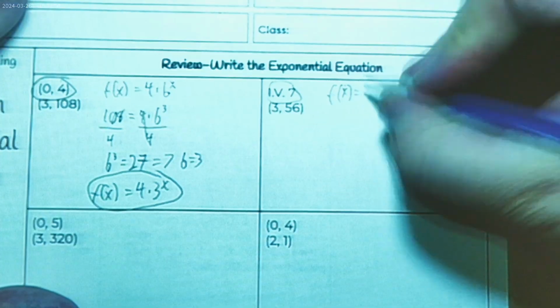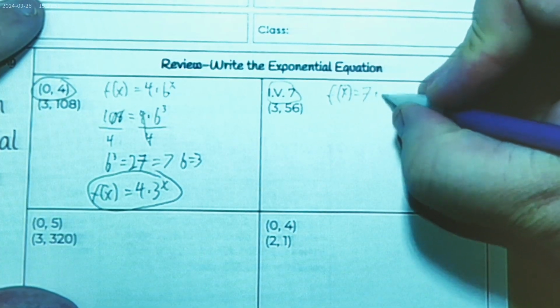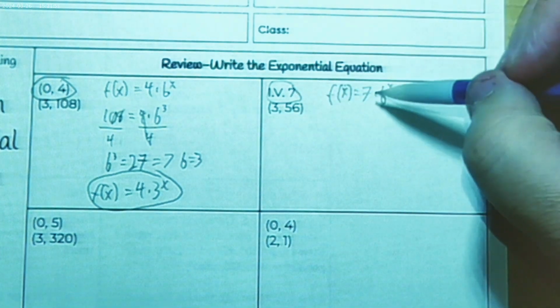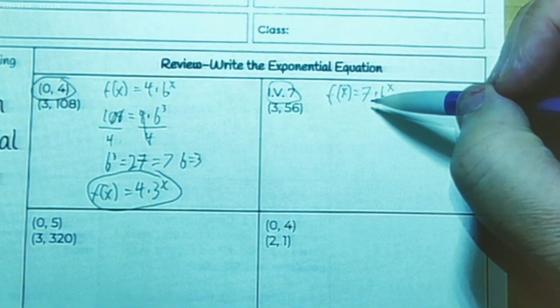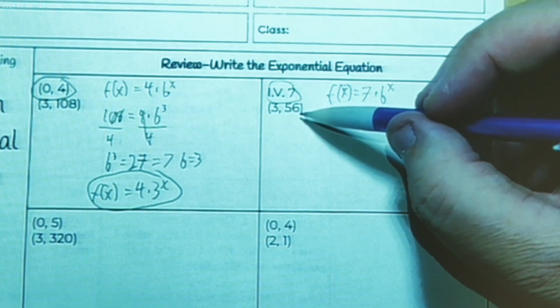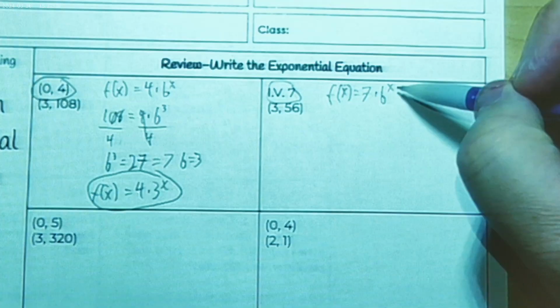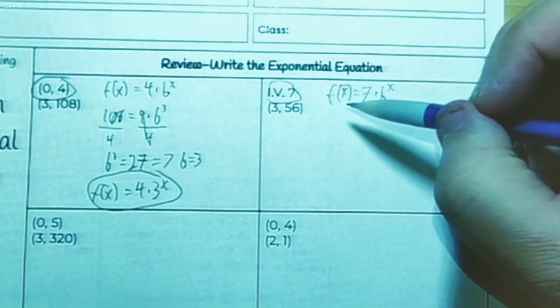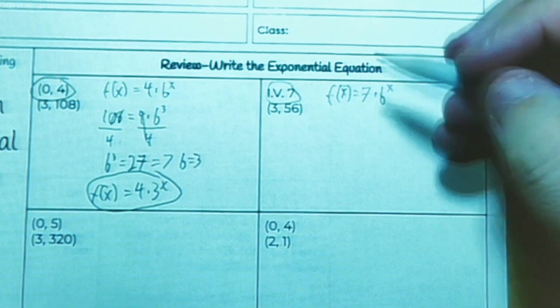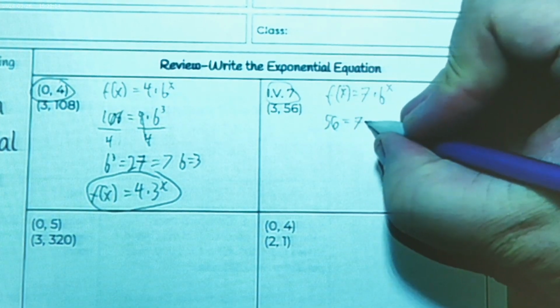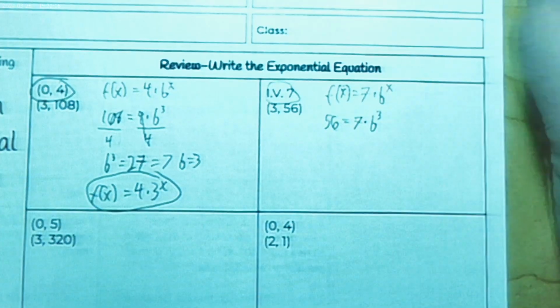F of x equals 7 times b to the x. So again, if we have the initial value, that means that we have the a part of the exponential equation. We have another point here, 3, 56, so that means that x has to equal 3, and f of x has to equal 56. Alrighty? So 56 equals 7 times b to the third power.